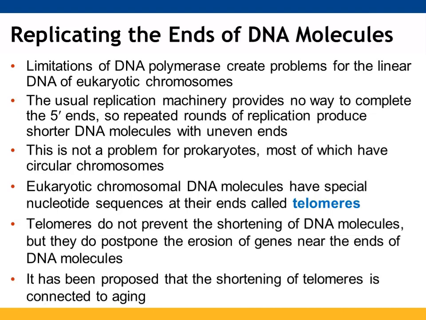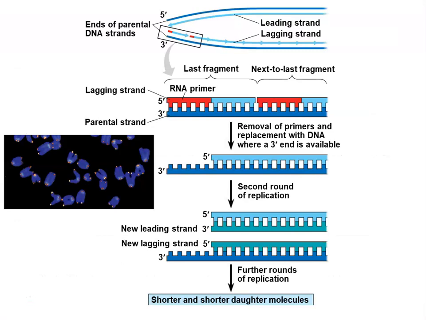And so eukaryotic chromosomes, their DNA molecules have these nucleotide sequences at the end known as telomeres. Telomeres don't have any impact on the shortening process, but they are not coding for genes of consequence. And so they do at least temporarily postpone, hopefully for the long term postpone, any gene erosion that would occur at the end of your DNA molecules. And one hypothesis for this telomeric shortening is that it's contributing to the aging process.